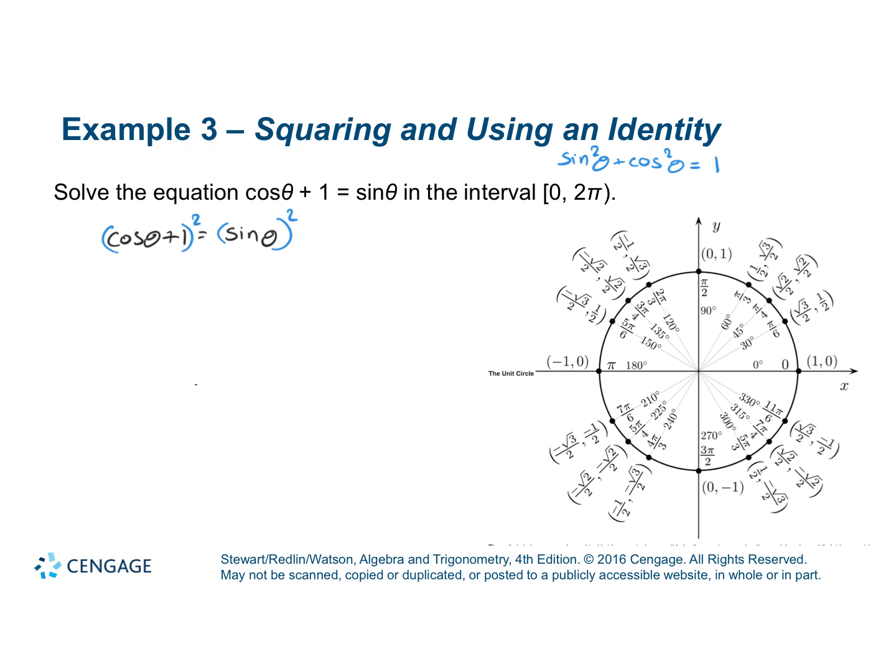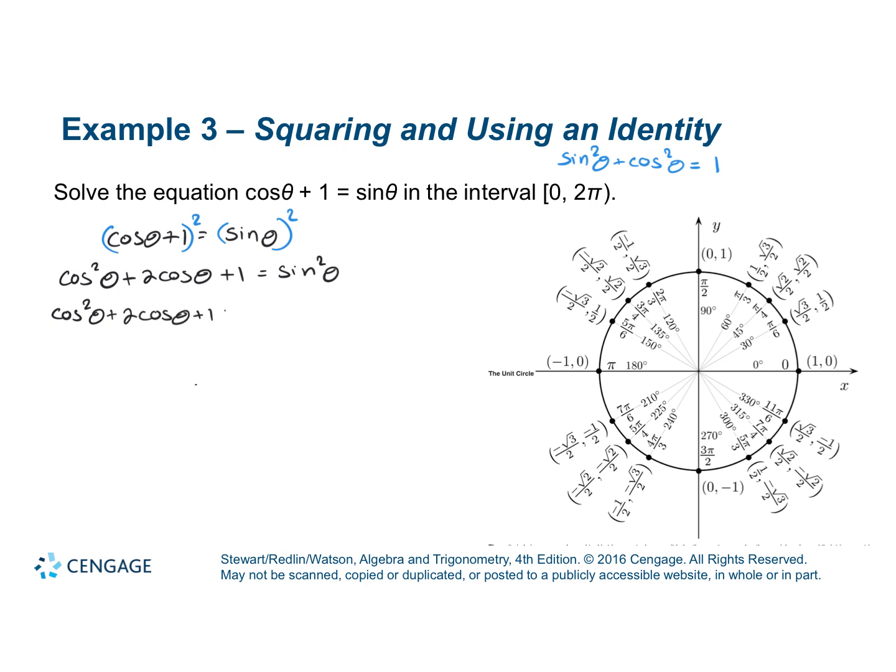We're going to FOIL the cosine theta plus 1 squared. And after we FOIL it, we're going to get cosine squared of theta plus 2 cosine theta plus 1 is equal to sine theta squared. Now sine theta squared is going to be 1 minus cosine squared. I'm going to go ahead and rewrite the left side first.